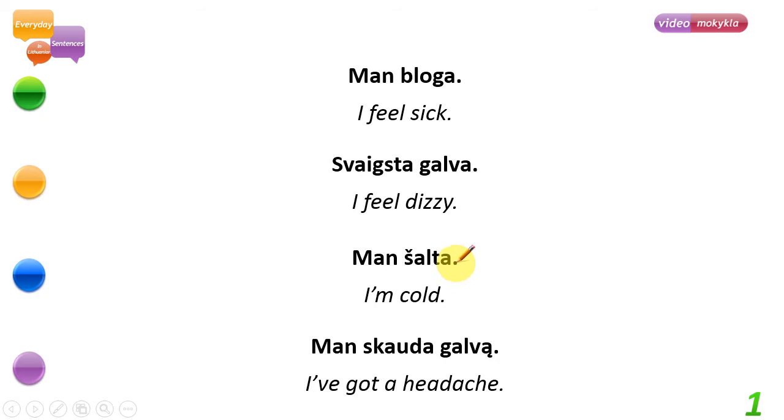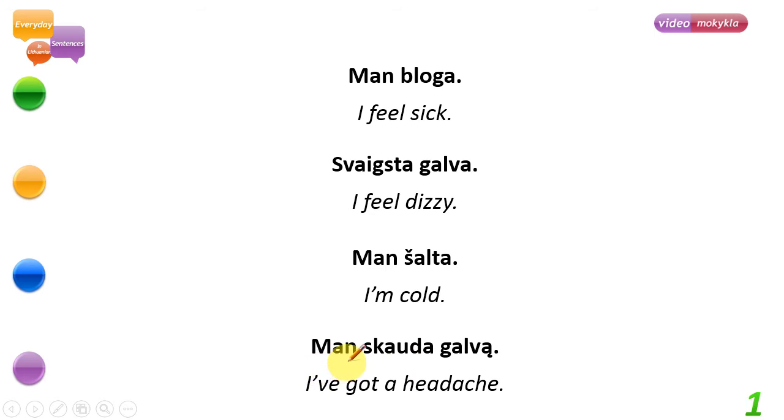Or when it's hot for you, when you're feeling hot, you say man karšta, man karšta. And as the opposite meaning, man skauda galva, man skauda galva.